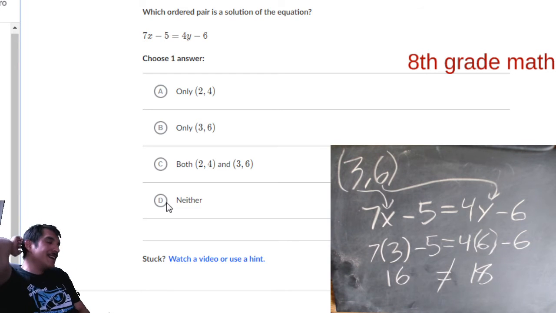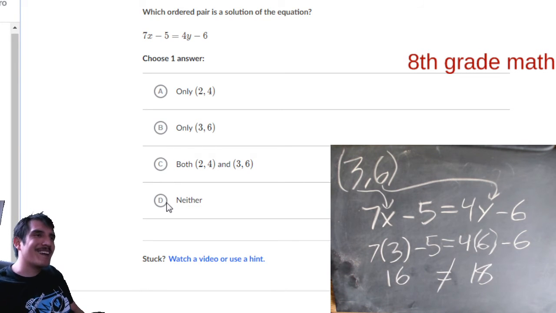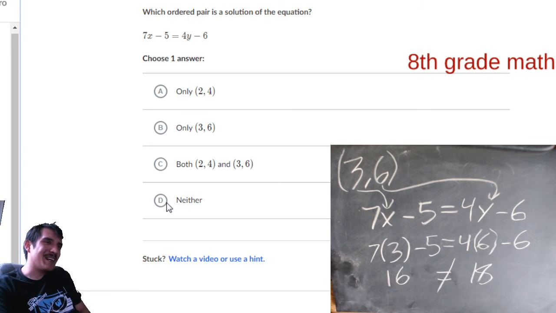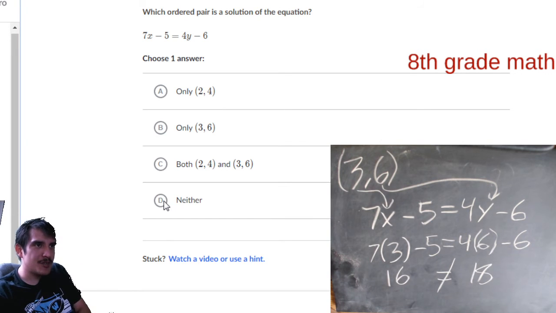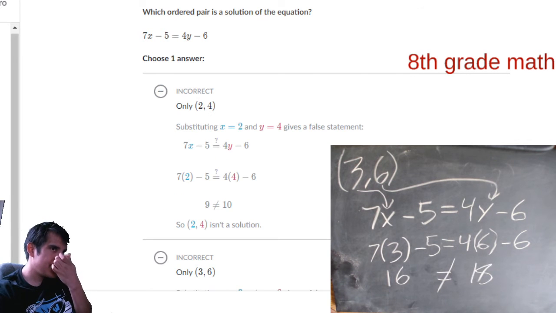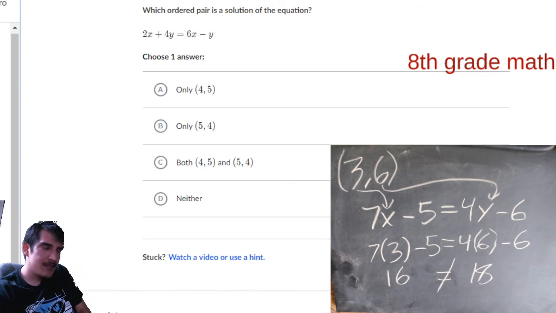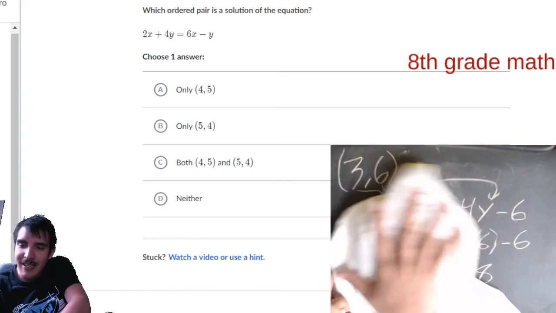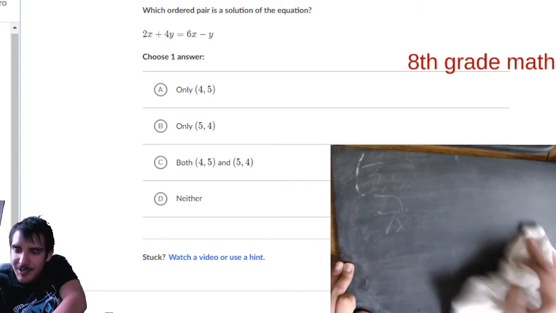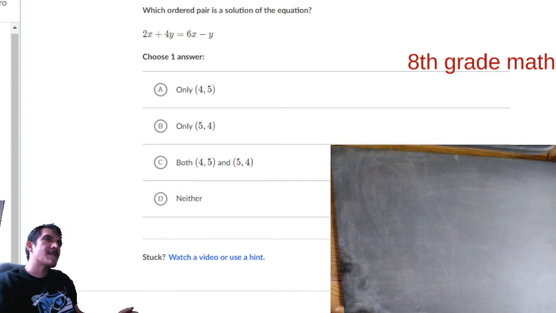Oh my god. I hope you didn't pick 3 comma 6, because we just checked both, and I'm glad that we checked both instead of just taking the shortcut, because I wouldn't have noticed that it was wrong. So you choose D, the option neither. Neither of these points work. Hooray. All right. I'm no longer going to take any shortcuts, because I bet you there's always going to be like a hidden option.